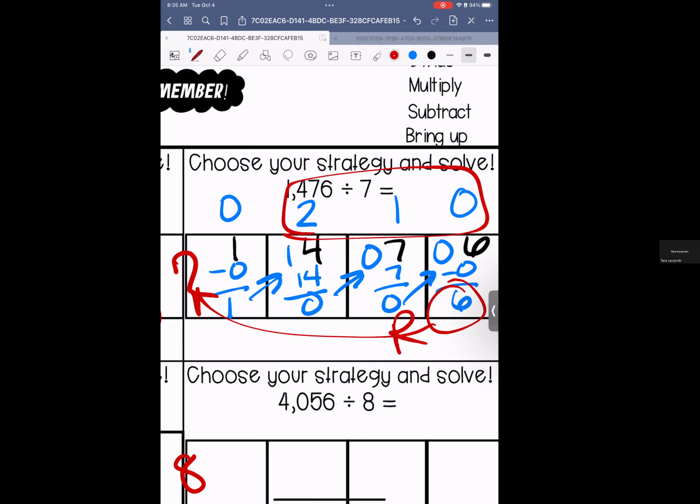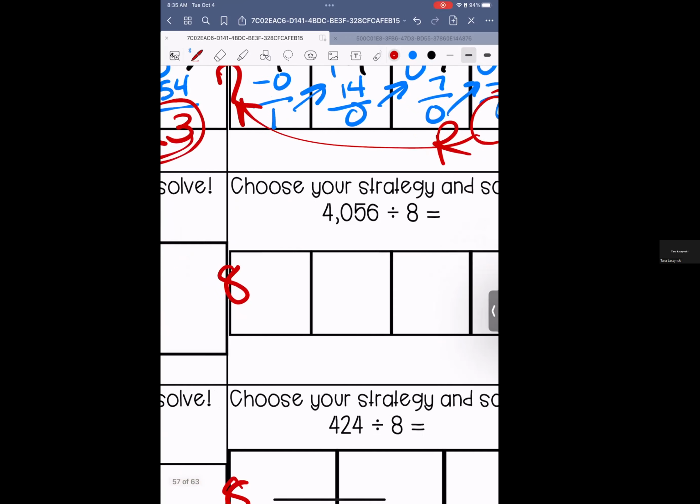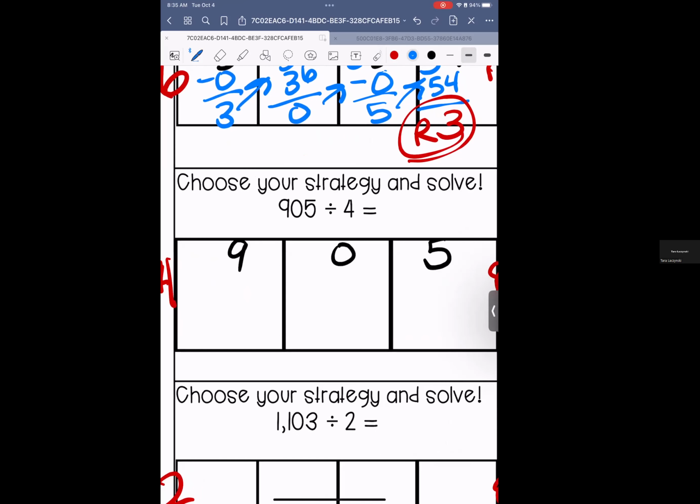Our answer is 210 with a remainder of 6. All right, this one is 905 divided by 4. 4 goes into 9 2 times because 2 times 4 is 8. Subtract for 1. 4 goes into 10 2 times because 2 times 4 is 8.